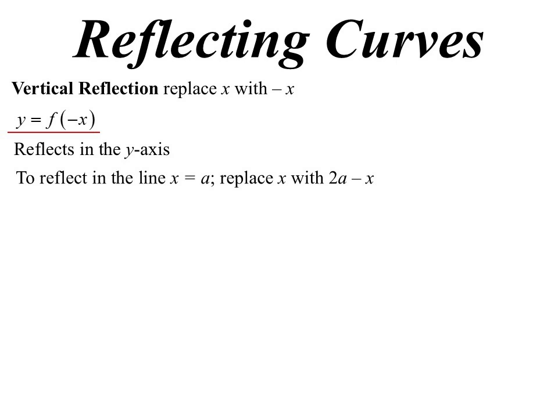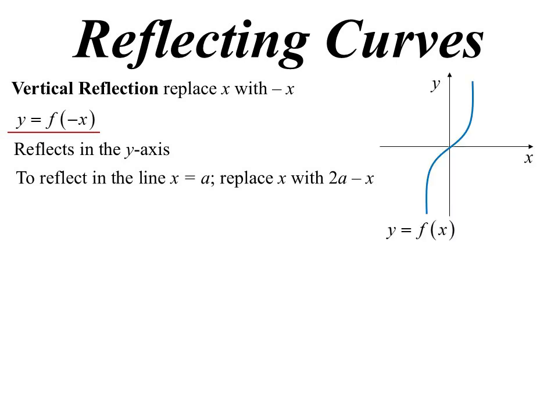If I want to reflect in some other axis, what we're actually doing is combining a horizontal shift along with the reflection. So actually what you end up doing is replacing x with 2a minus x. Let's show you what I mean. Why is it 2a and not just a? Well, let's have a look.